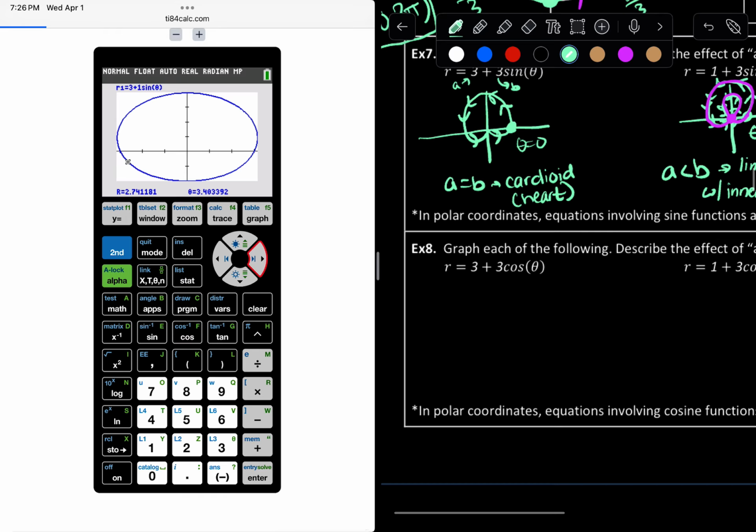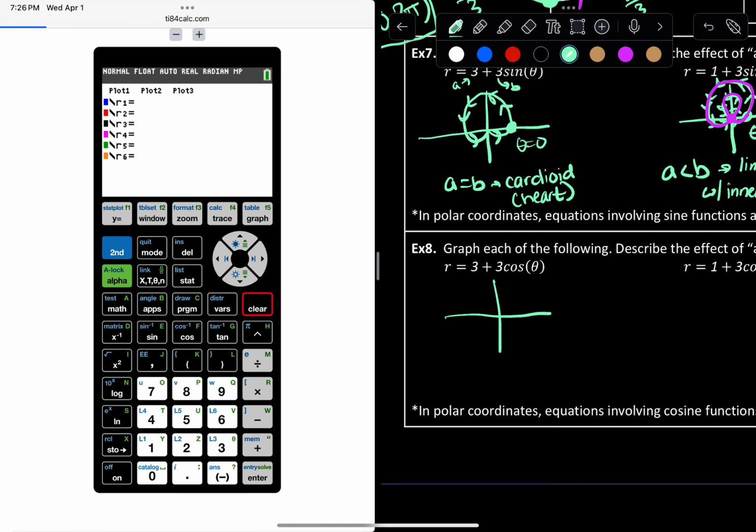Now we have the same functions, but they're in cosine. Without even plotting it or putting it in the graphing calculator, if I have 3 plus 3 cosine, that's going to be a cardioid because A is equal to B, but now it's going to have horizontal symmetry. And since it's plus, it's going to be around the polar axis.